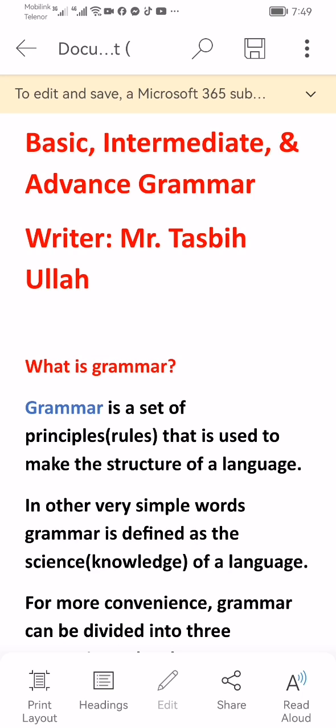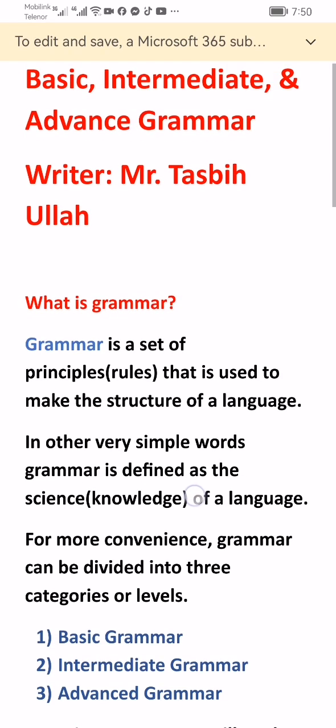And I am going to start this course for all kinds of English language learners, whether they are basic in English language, or intermediate in English language, or advanced in English language. Let's start from the very basic. In order to understand a language we need its grammar. So let's first discuss what is grammar.